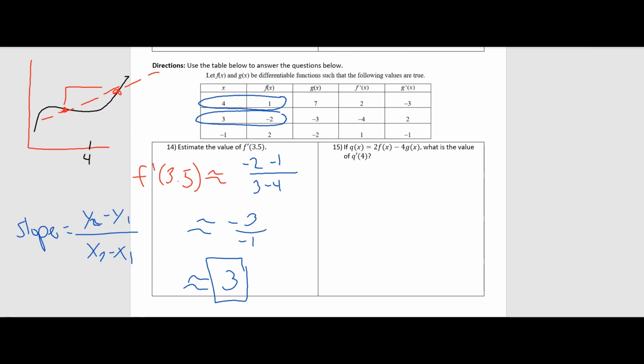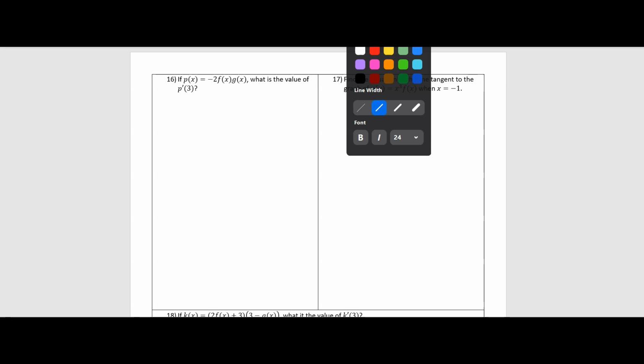Okay, last question we're going to look at is number 16. Again, hopefully you're pausing the video here and working it out on your own. This one we are probably going to need to see the graph or the table for, so I'll scroll up when necessary. We are told that p of x is equal to negative 2 times f of x times g of x. And then we're asked to find the value of p prime of 3. So we need to find the derivative of p. That could be our first step. Well, this is going to be a product rule.